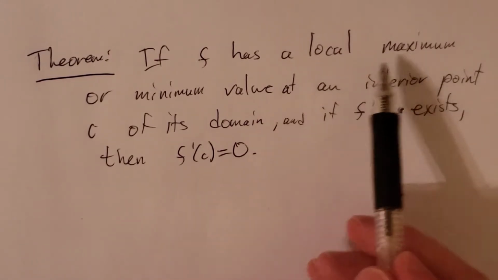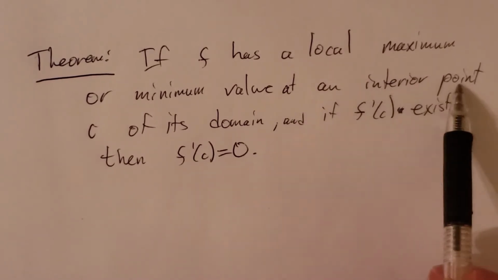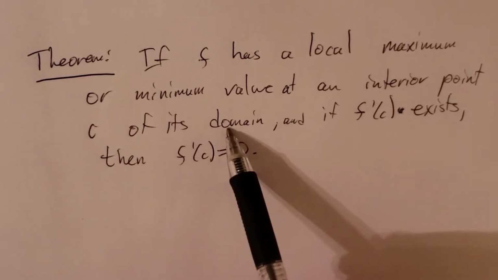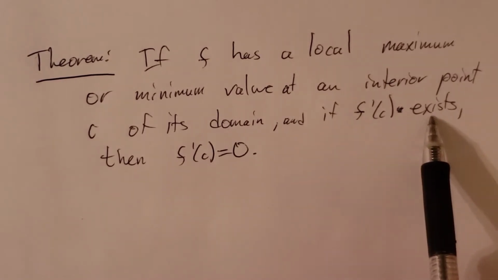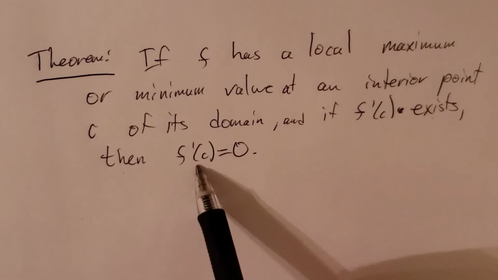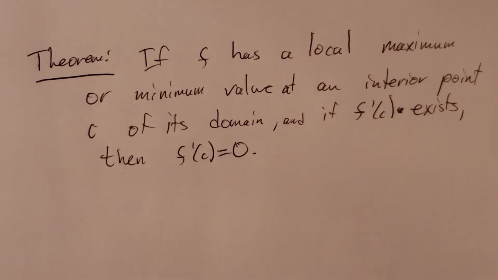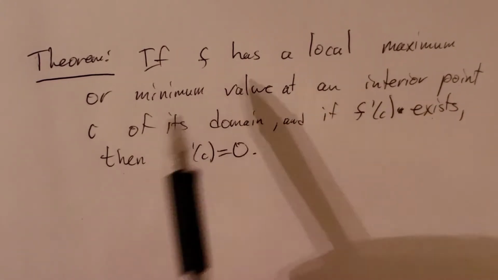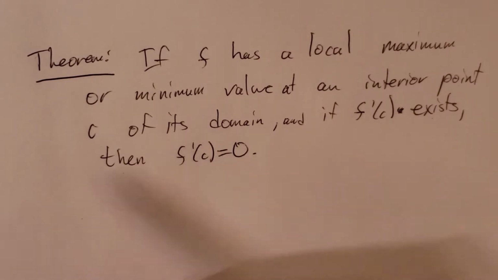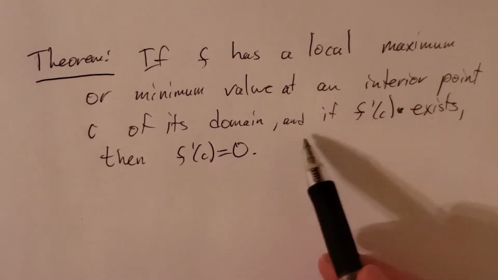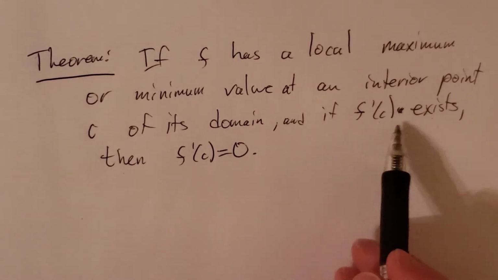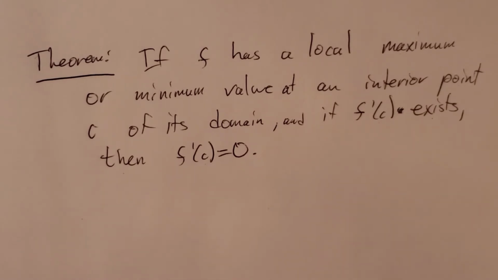If f has a local maximum or minimum value at an interior point c of its domain, and if f prime of c exists, then f prime of c is 0. So what does this tell us? This tells us that if we have a local maximum or a local minimum at an interior point of the domain of a function f, then either the derivative does not exist, or if it does exist, then the derivative is 0.